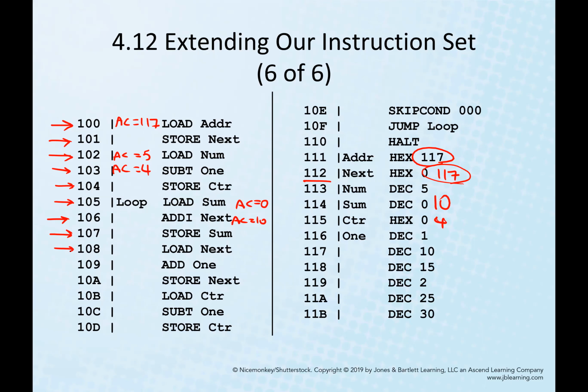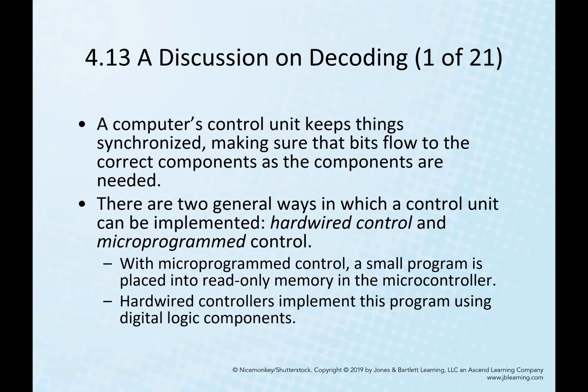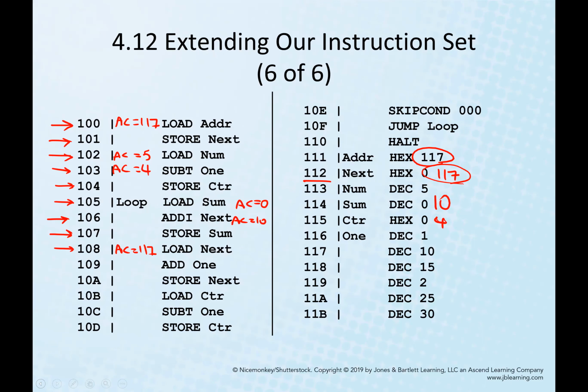Load next. What is the value of next? 117. So accumulator is 117. Add 1. We know that address 1 has a value of 1. So accumulator will be equal to 118. Store next. Store the accumulator in address next. What is the address next? 117. So this time we'll store 118. So 117 will be erased, overridden with 118. Okay, let's move on.